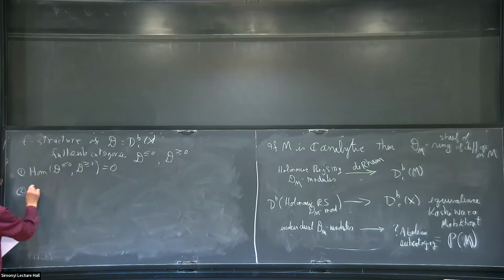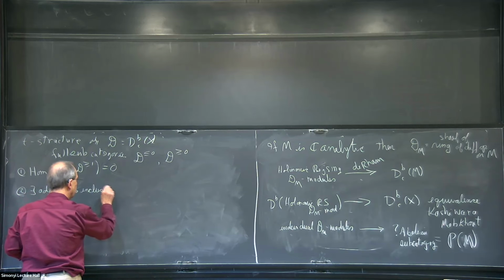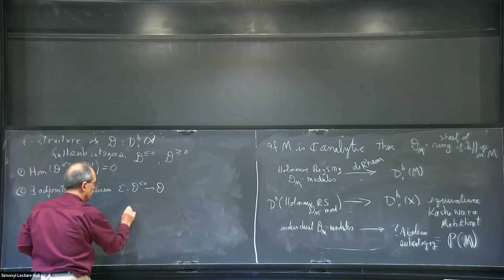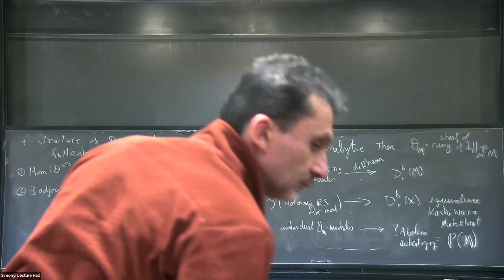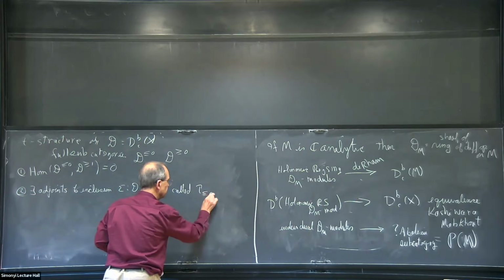And secondly, there are adjoints. The inclusion of D less than or equal to zero into D has a right adjoint, which I'll call tau less than or equal to zero.